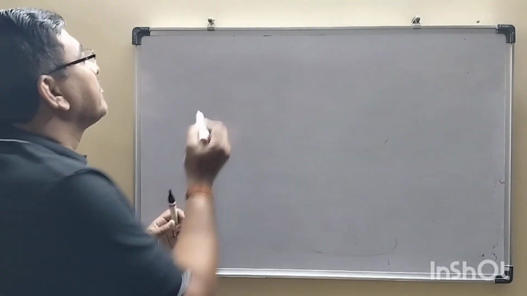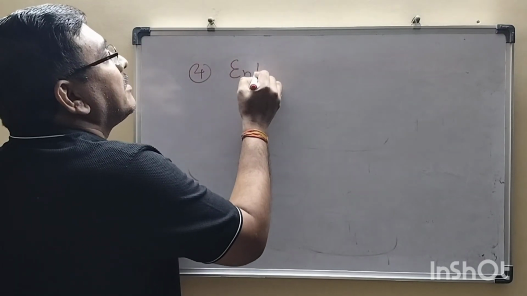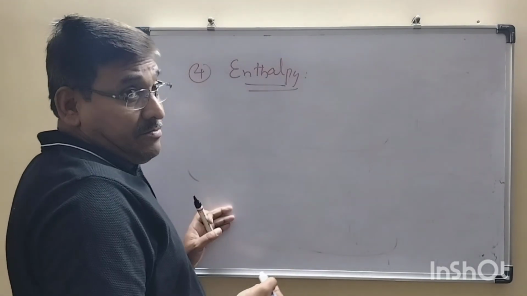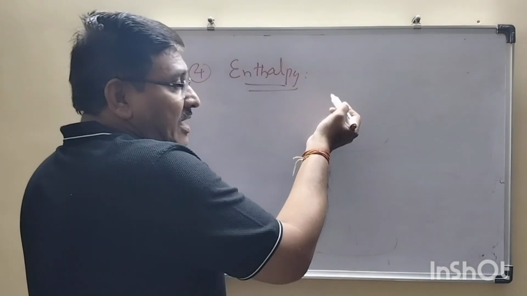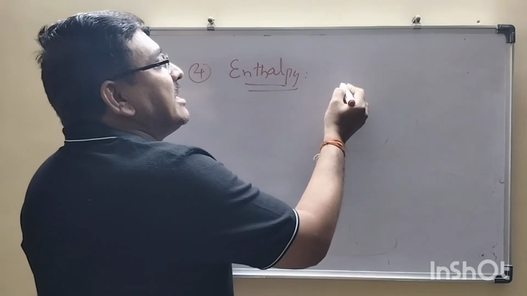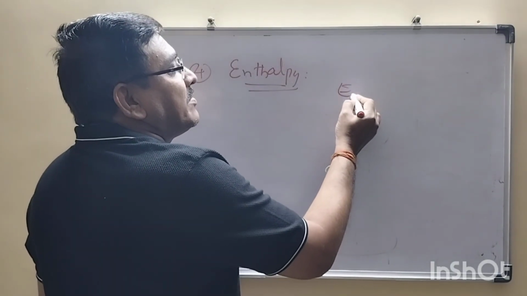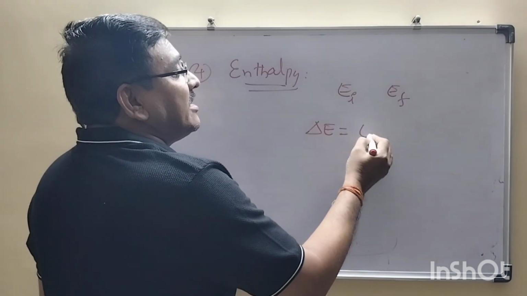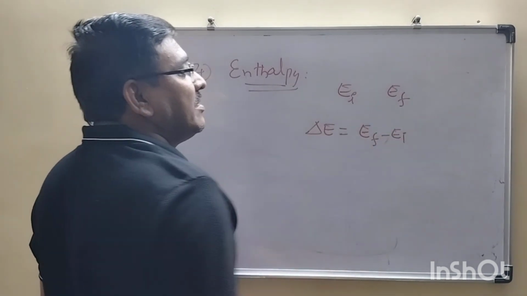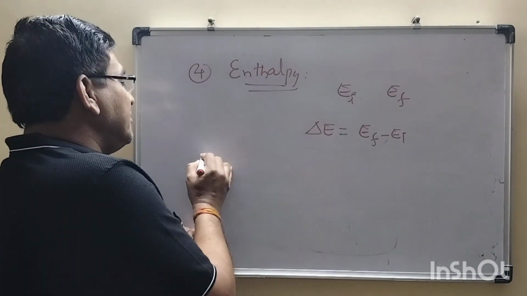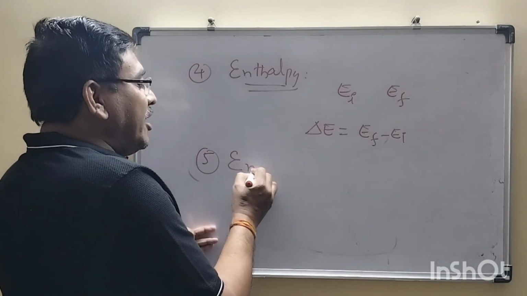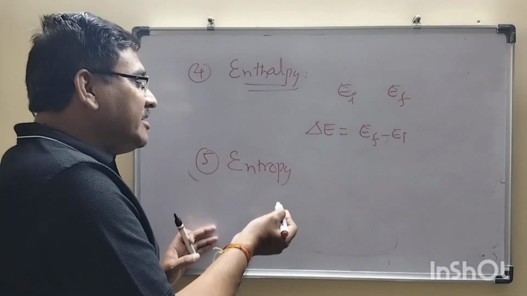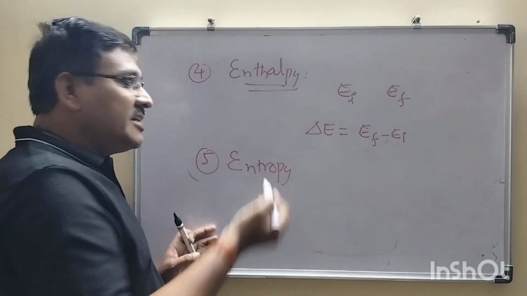Enthalpy is a state variable. With initial enthalpy and final enthalpy, the change in enthalpy is Hf minus Hi. Similarly, entropy is another state variable. Entropy depends upon the initial and final states. Change in entropy is final entropy minus initial entropy.